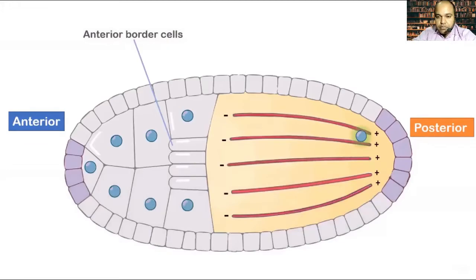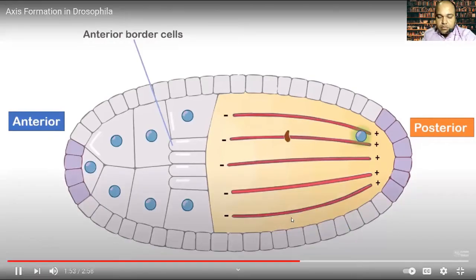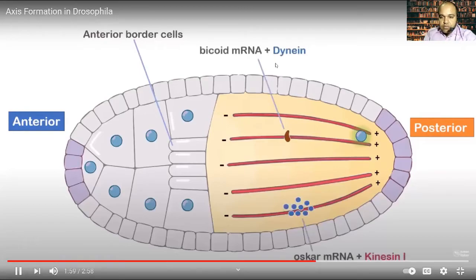Bicoid mRNA binds to dynein, a minus-directed motor protein associated with the non-growing end of microtubules. Dynein moves the bicoid mRNA to the anterior end of the egg.